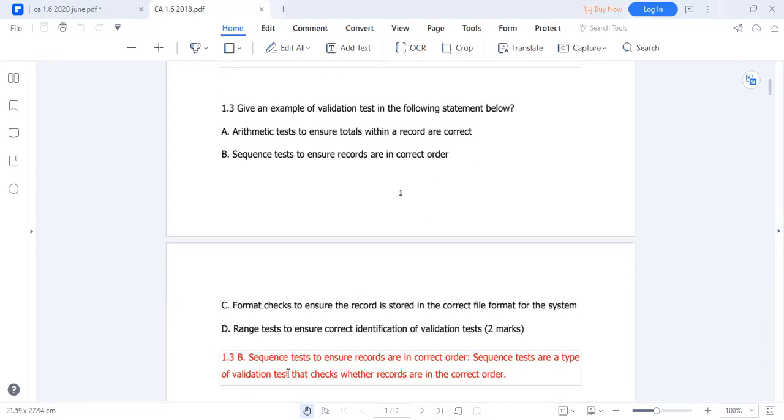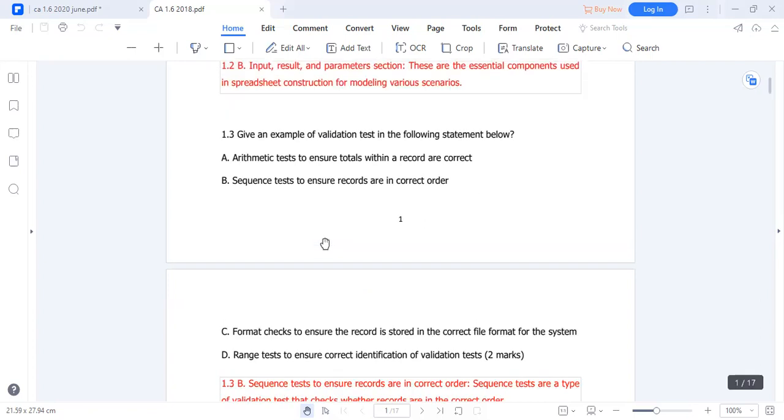So sequence tests are an example of validation. To validate is to correct, to ensure that the records are in order. So validation is associated with sequencing. The arithmetic is not validation. This one is calculation part of it. Format checking is not validating. Range tests are not validating. So sequence are example of validation tests under Excel.